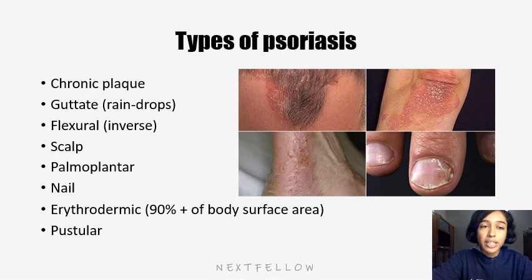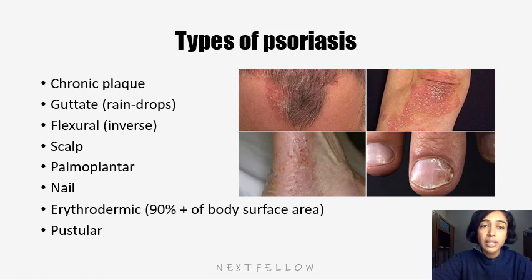So the types of psoriasis, the classic chronic plaque psoriasis is usually seen on extensor aspects. So on the elbows, the knees, and the scalp as well. Guttate psoriasis, guttate means raindrop pattern. So this is usually seen in children or young adults.